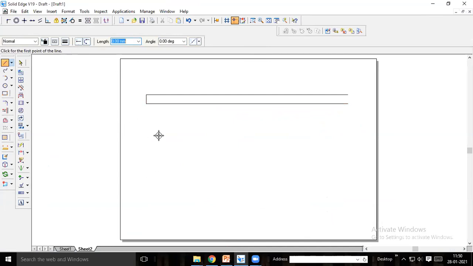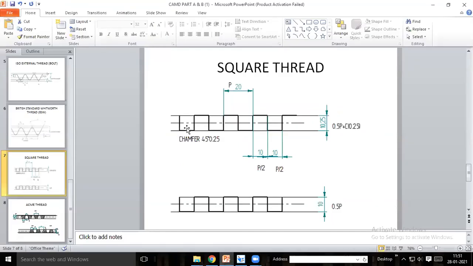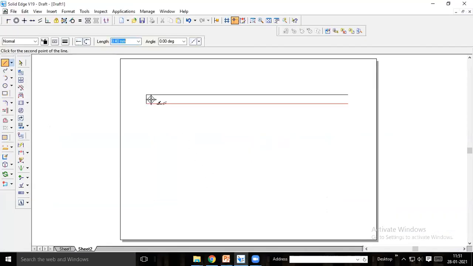After drawing this, what you have to do? The center line will be at 0.25 from the bottom. From the bottom, at 0.25, the center line will come. So you draw 0.25 times P value, which is nothing but 5, where P is 20. 0.25 into 20 is 5. 5 at 90. Here you draw the center line.